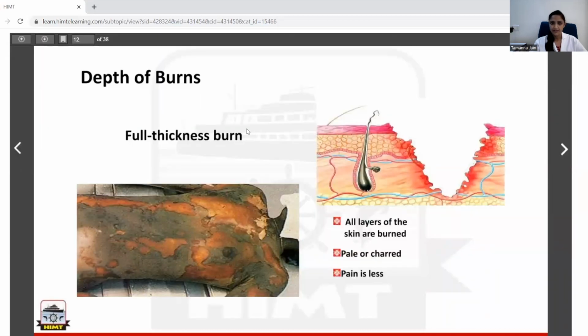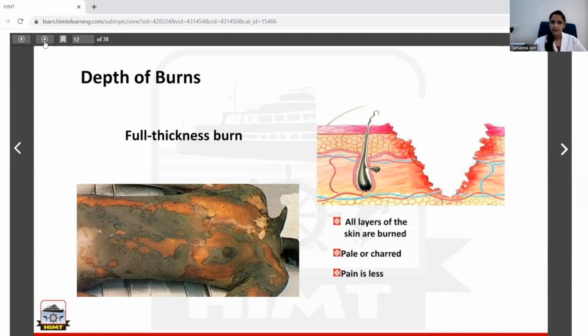You can see this picture, third degree burn. Completely all the layers are burnt: first layer, second layer, as well as third layer. So when all the 3 layers are burnt, skin can easily peel off. Underneath structures, major burns can be exposed. You can see here the blood supply is cut, nerve supply is cut. So when the nerve supply is cut, it means that pain is less. There is a rule which says that as the degree of burn increases, pain decreases.